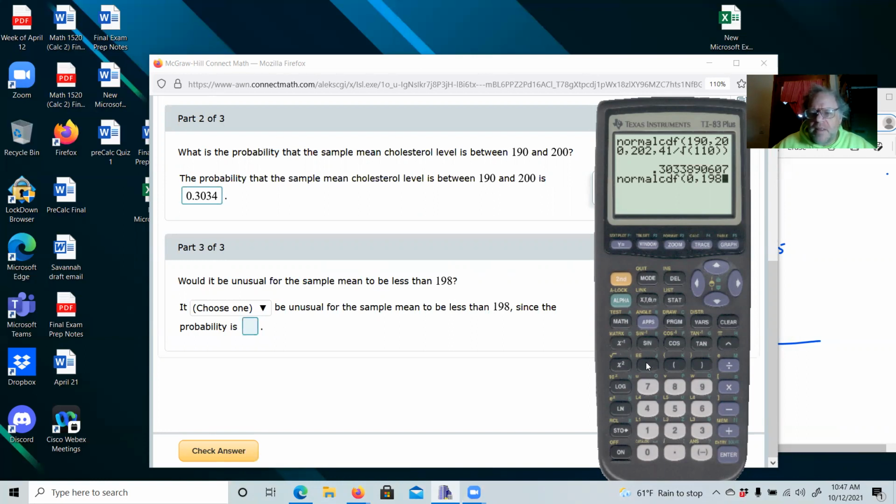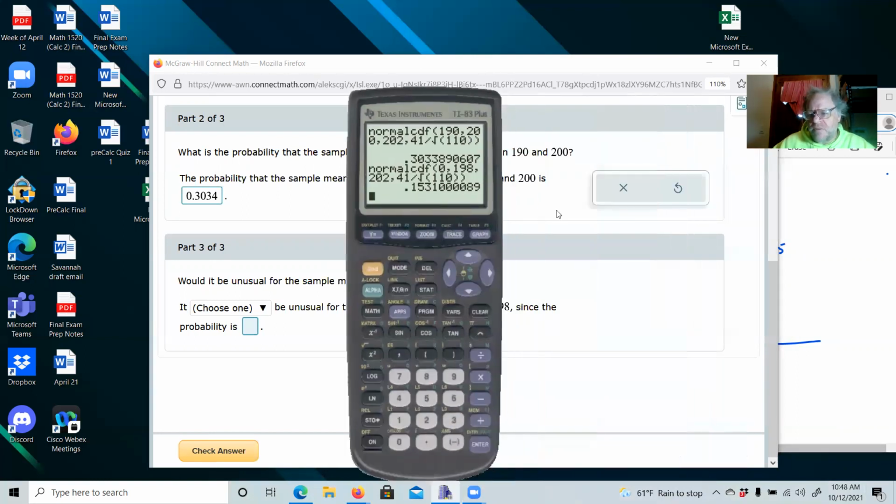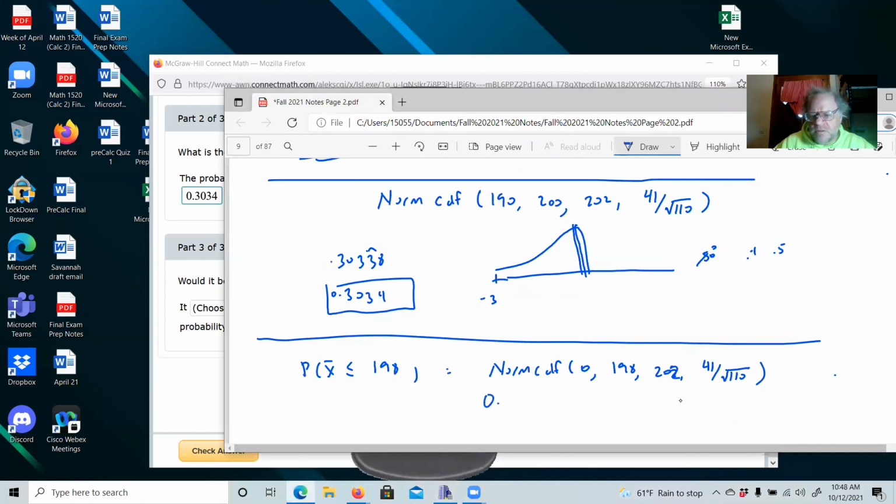198. And then what was our mean? 202. Our standard deviation was 41 divided by the square root of 110. Two parentheses, and we should be okay. So this was 0.1531. So not less than 5%, right? That's 15%. So not that unusual.